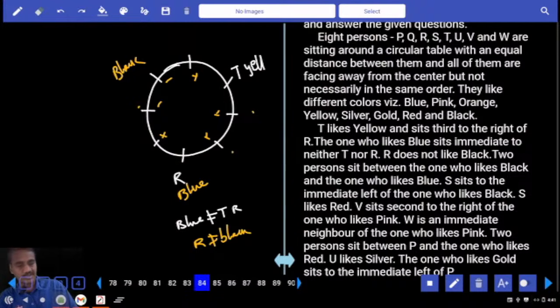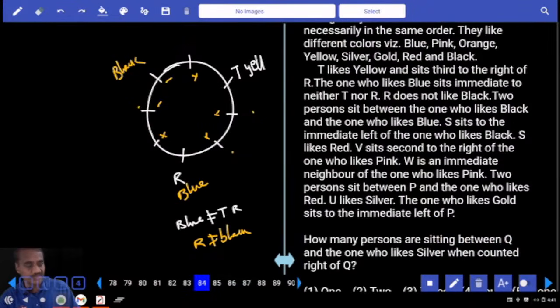Clear? Hence, R does not like black, and 2 persons between black and blue. S is to the immediate left of black, and S likes red color.